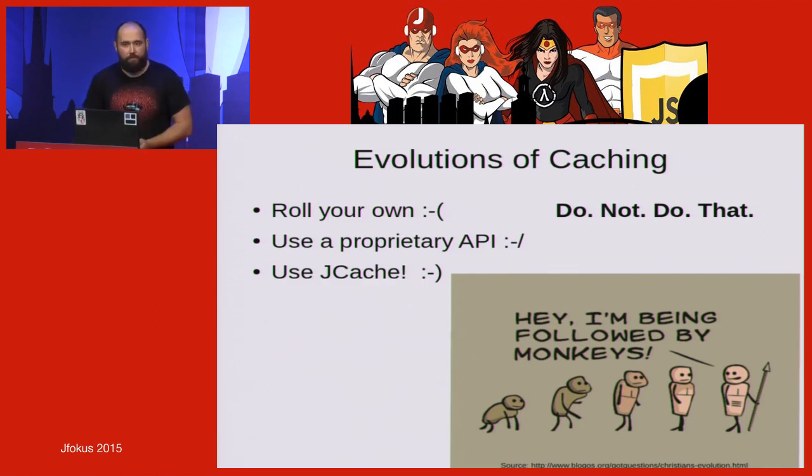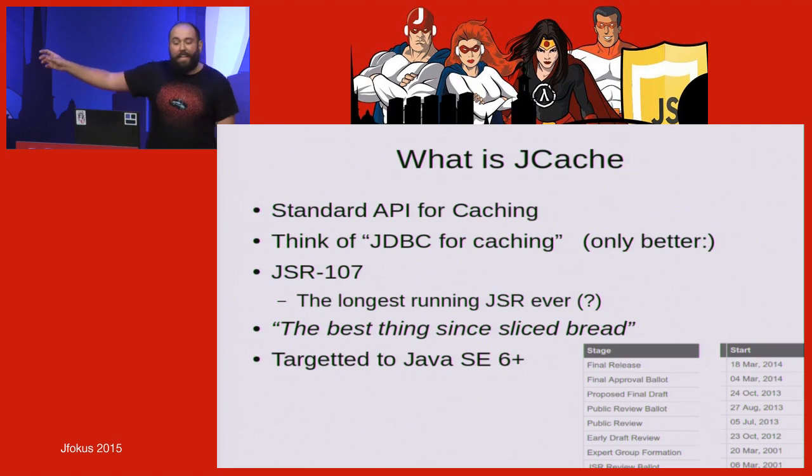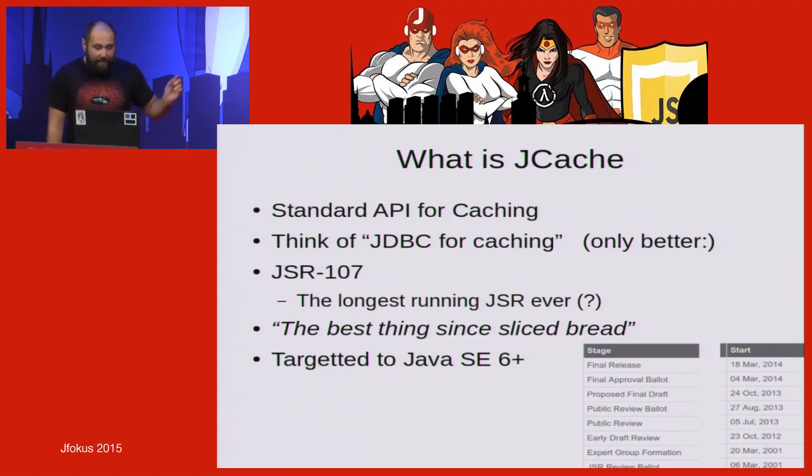And the third option, and the reason why you are here, I suppose, is that you want some standard API, and the JCache is the answer. So it is standard API for caching. So you can think of this as a JDBC for cache, hopefully better, because no one really likes working directly with JDBC. But the idea is very same.